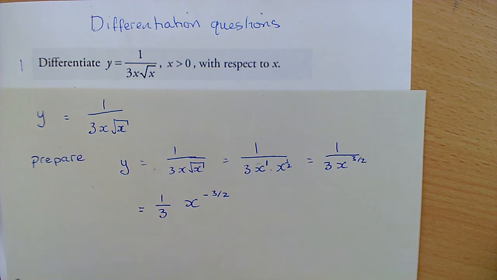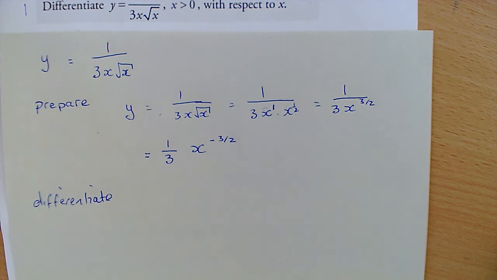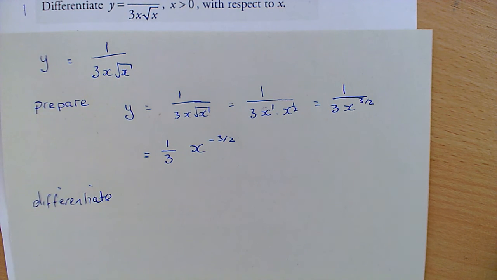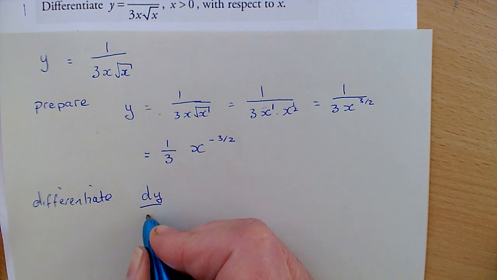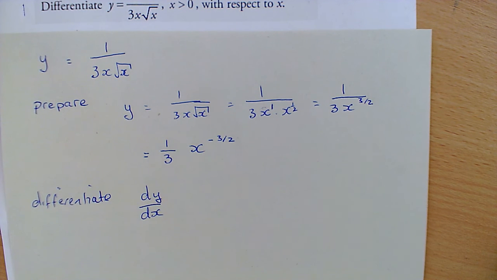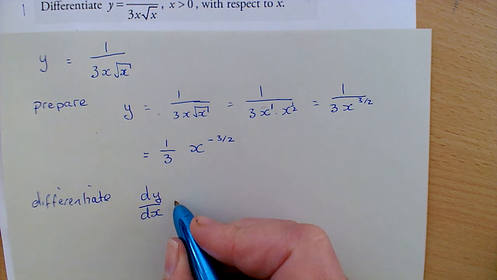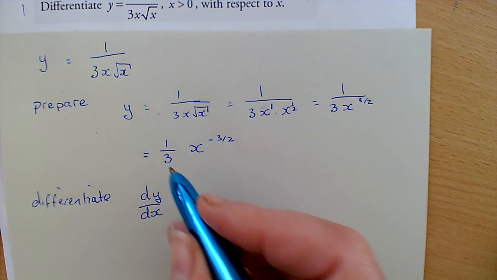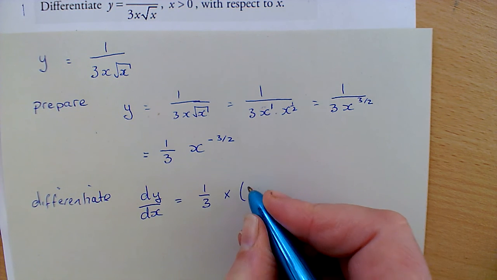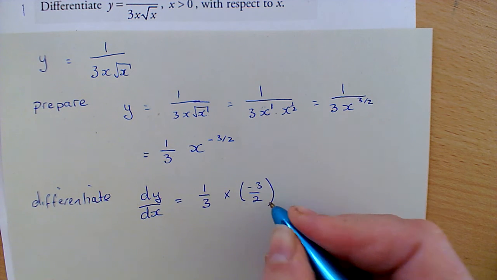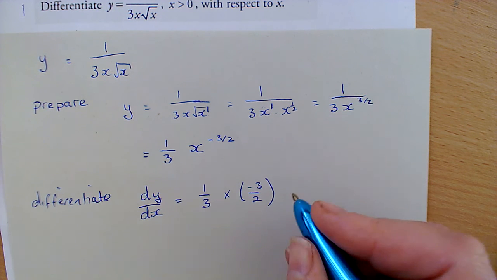And now you're going to differentiate. And you need to make sure that you make that clear. You have 2 notations for differentiation, but here we've got it in the form y equals something. So we're going to show we're differentiating by saying we're going to do dy by dx. And when you're differentiating, remember you multiply by the power, so that's 1/3 times negative 3 over 2, and then you reduce the power by 1.